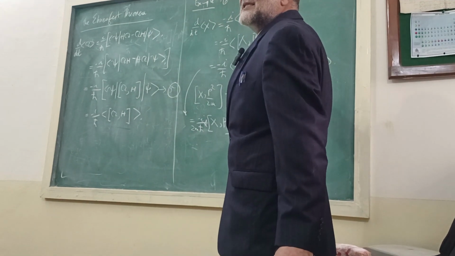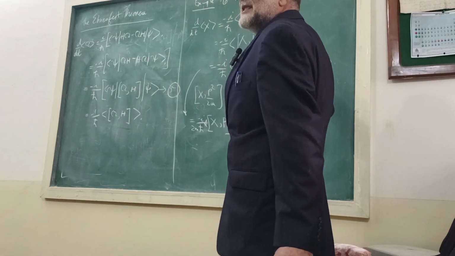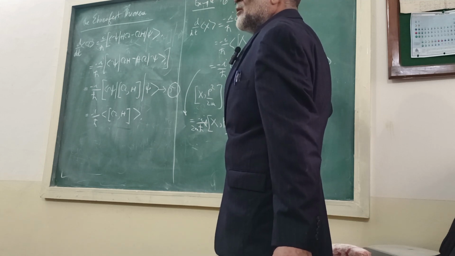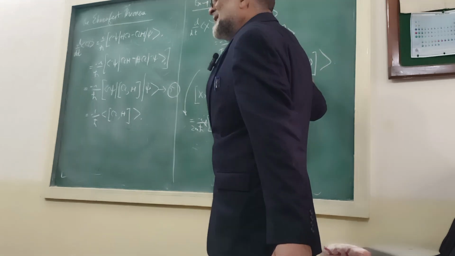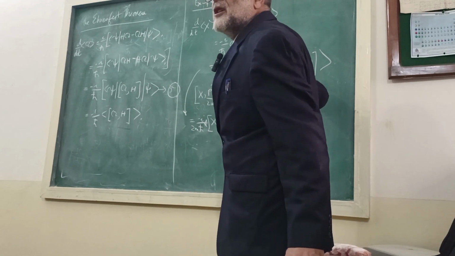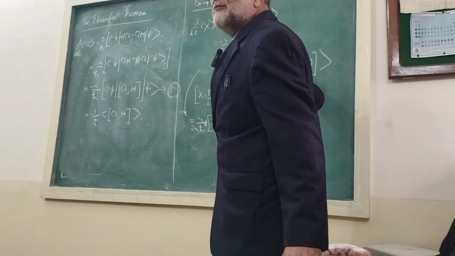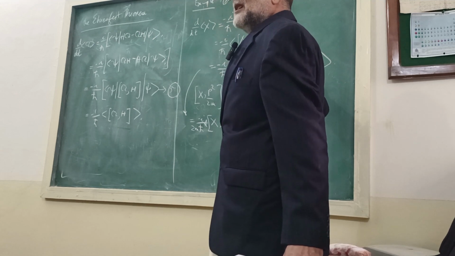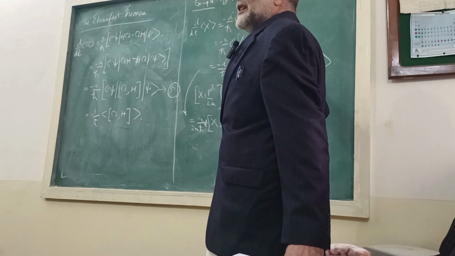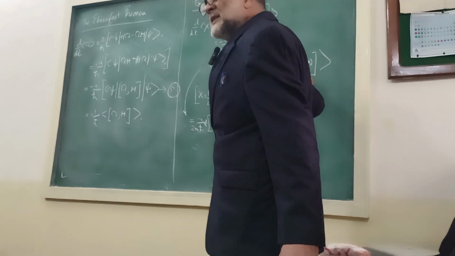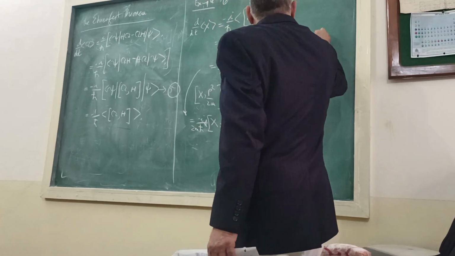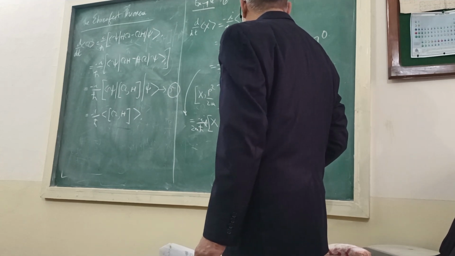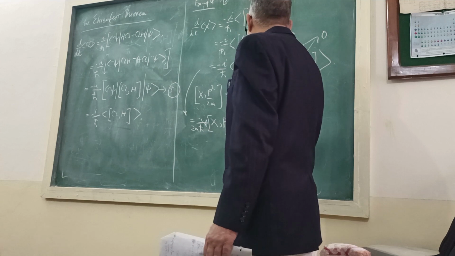What is V of x? It's a function of x. And x and a function of x commute. p and a function of p commute. x commutes with x. Sorry, x does not commute with p. So this is equal to 0, so I will not write it here.